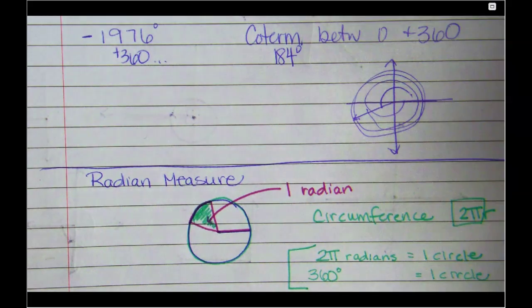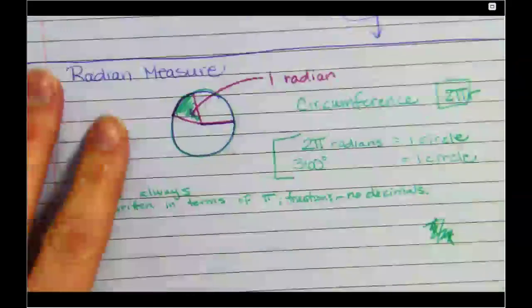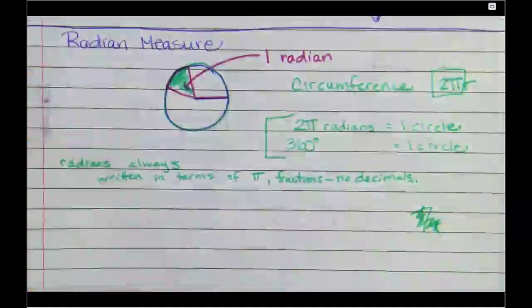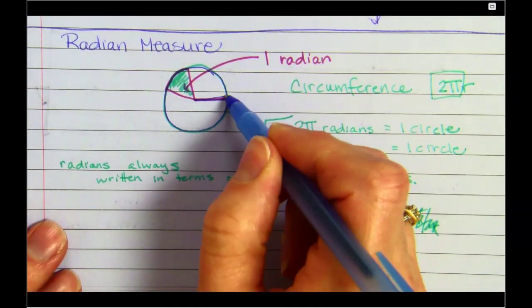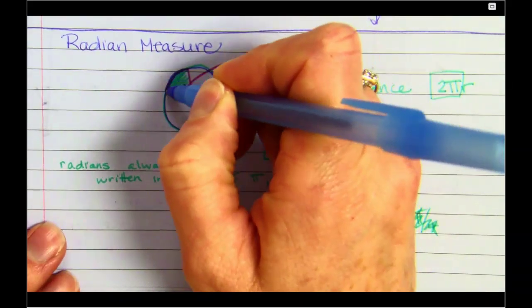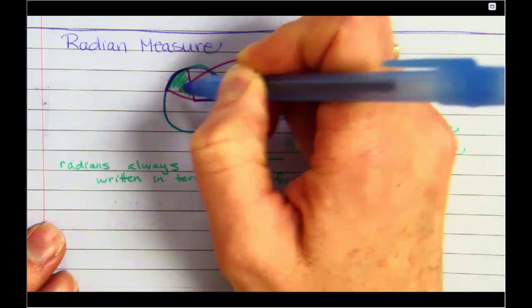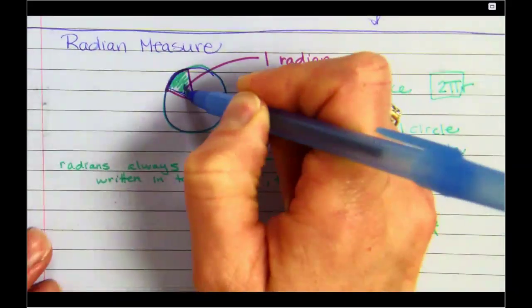So you can have angles that are more than 360 that are negative because that indicates direction. And then like I said, we were just talking about radians. So a radian is what happens when you take the radius of the circle and you stick it on the outside edge. This much is 1 radian. That angle in there is 1 radian.